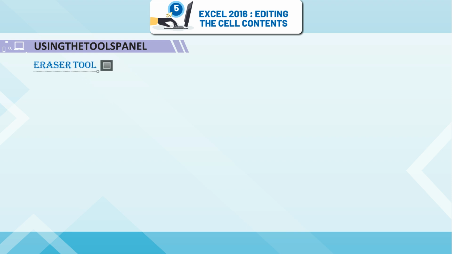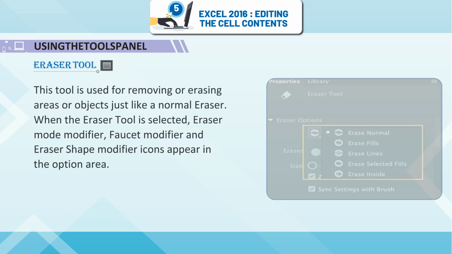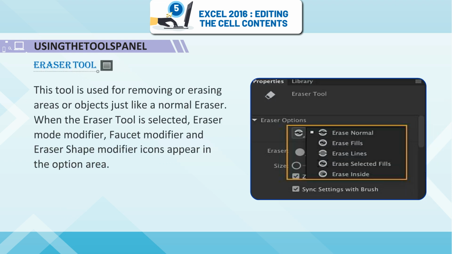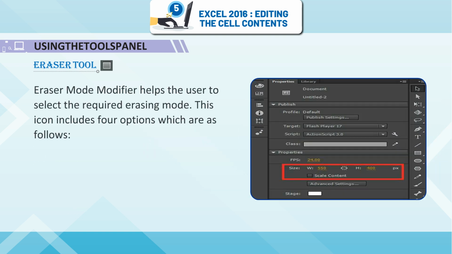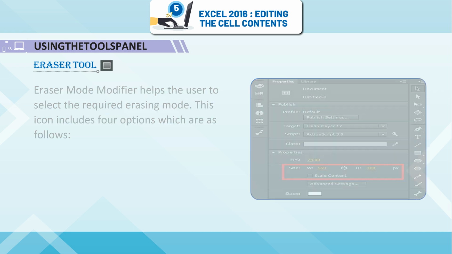Eraser tool. This tool is used for removing or erasing areas or objects just like a normal eraser. When the eraser tool is selected, eraser mode modifier, faucet modifier, and eraser shape modifier icons appear in the option area. Eraser mode modifier helps the user to select the required erasing mode. This icon includes 4 options which are as follows.